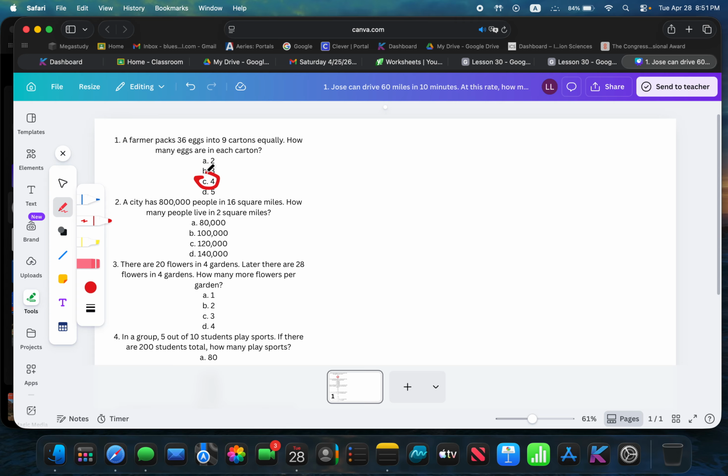A city has 800,000 people and 16 square miles. How many people live in 2 square miles? If there's 800,000 in 16 square miles, how many in 2? Now, this one, I guess we can use calculators. It's quite a lot of math we need to do, but I'll explain the steps on how to do it.